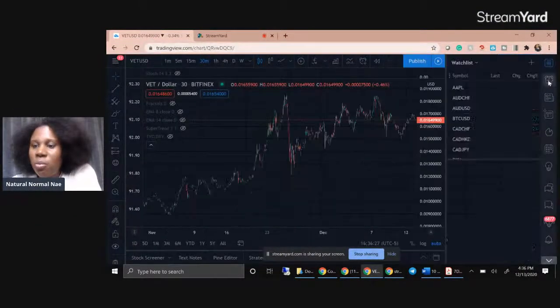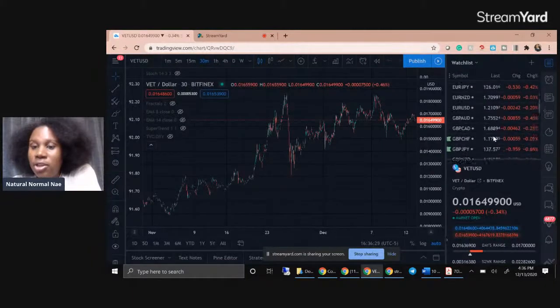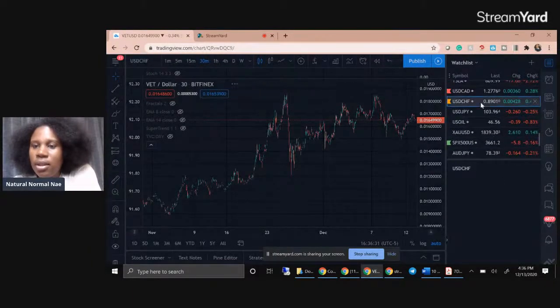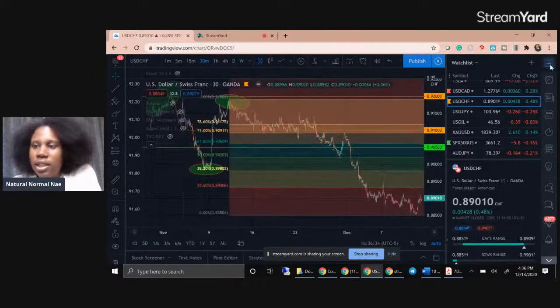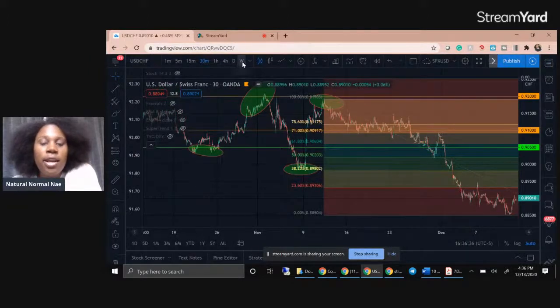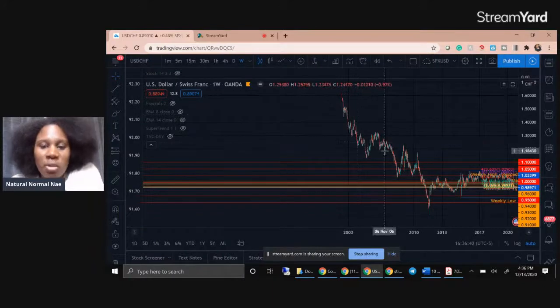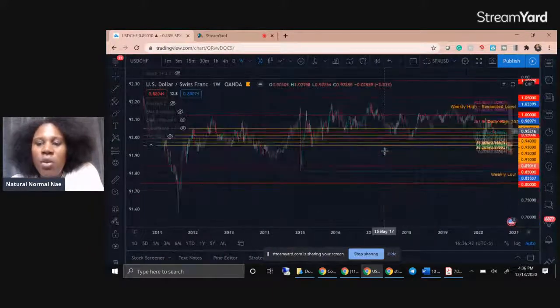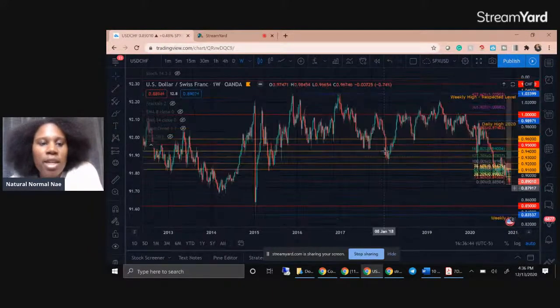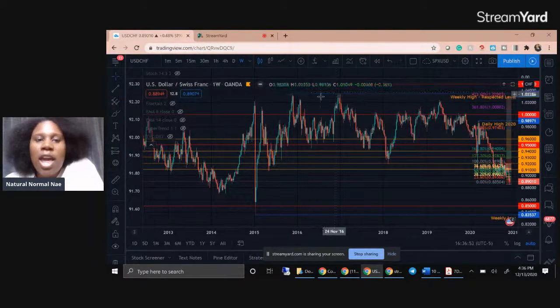My favorite pair that I use is USDCHF. It's the US dollar against the Swiss franc. The way I do my setup is from a story approach. I like to look at what is going on from the beginning of time all the way down to current time, and then I look at the monthly, the weekly, the daily, the 4 hour, the 1 hour, and also the 15 minute.